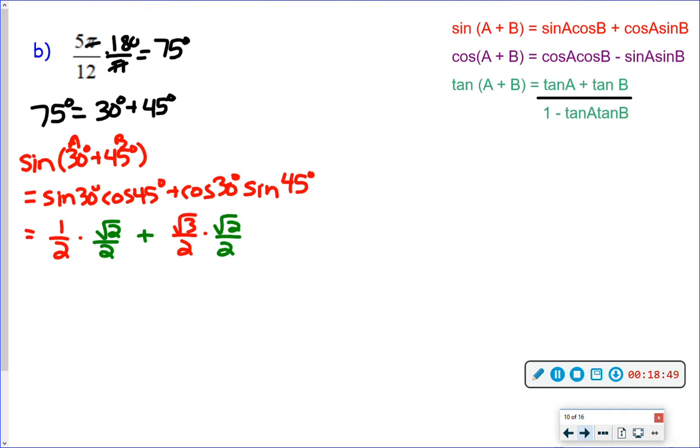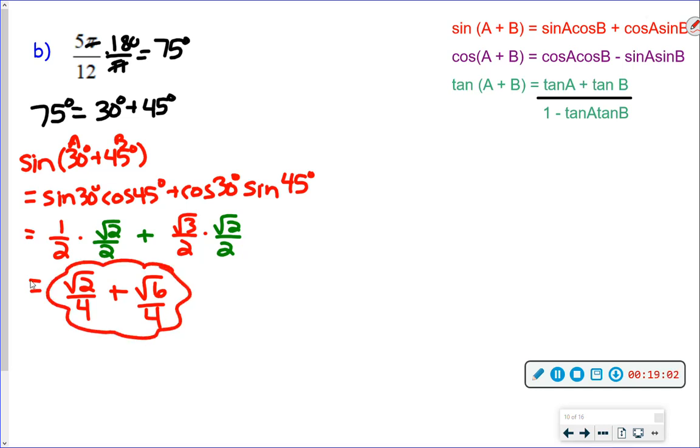Okay, let's do the math, of course. Multiply before you add. 1 times square root of 2, 2 times 2. Square root of 3 times square root of 2 is square root of 6, 2 times 2. And of course you can leave it like that or put it all over 4, doesn't matter to me. All right, next up, cosine.